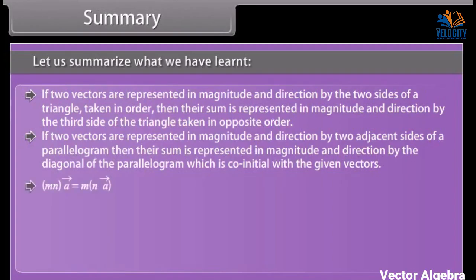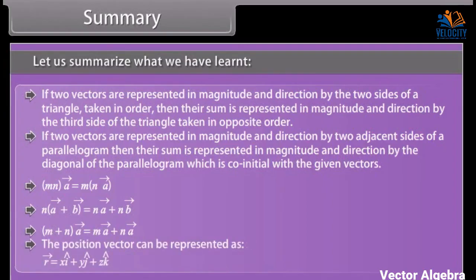mn vector A equals m into (n vector A). n into (vector A plus vector B) equals n vector A plus n vector B. (m plus n) into vector A equals m into vector A plus n into vector A. The position vector can be represented as vector r equals x cap i plus y cap j plus z cap k.